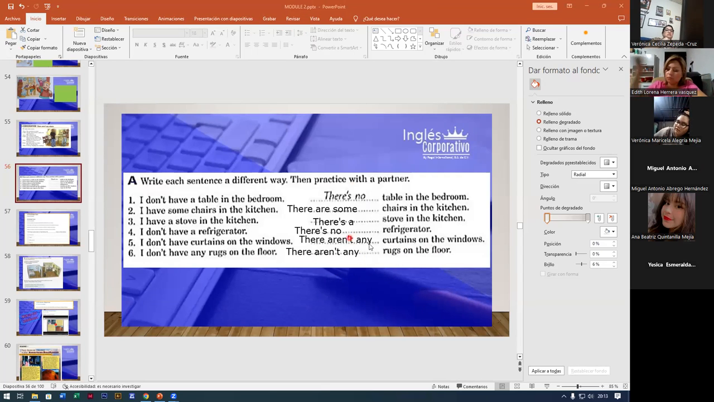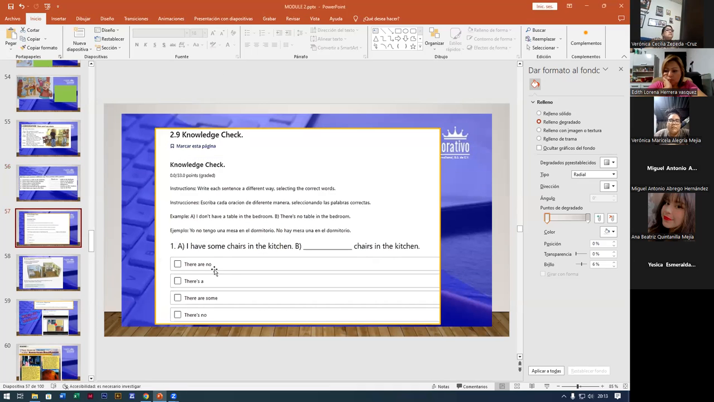Okay. Now we have this exercise. Now we have order from the platform. Then we have it here. Okay, we have this exercise. It says, I have some chairs in the kitchen. What will be the best option here? There are no chairs, there's a chair, there are some chairs, or there's no chairs. What option would it be? Which one do you think? There are some. There are some, right? Because it's affirmative and it's plural. There are some chairs in the kitchen. That's one, right?